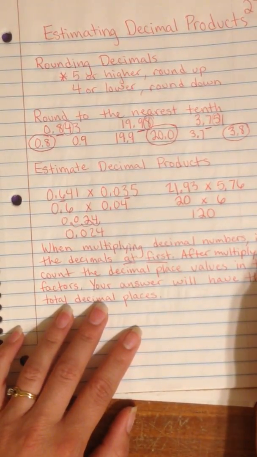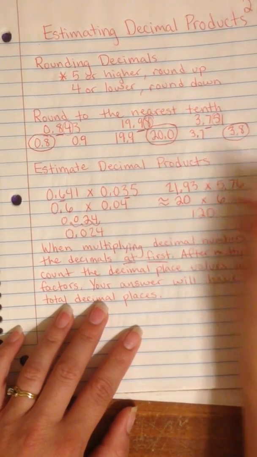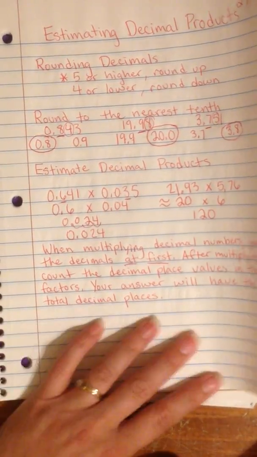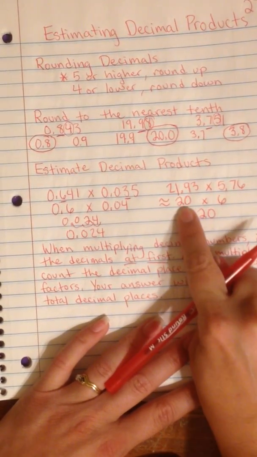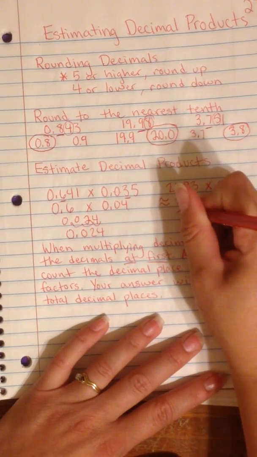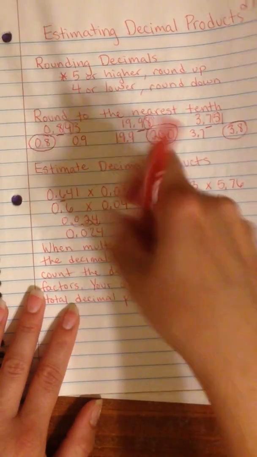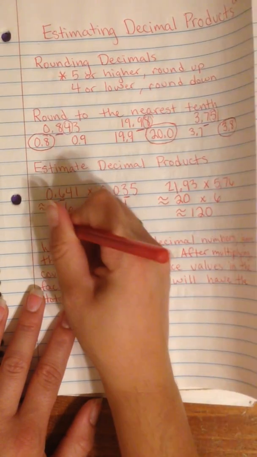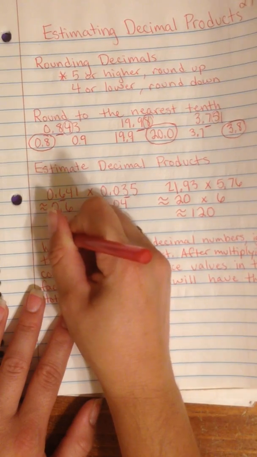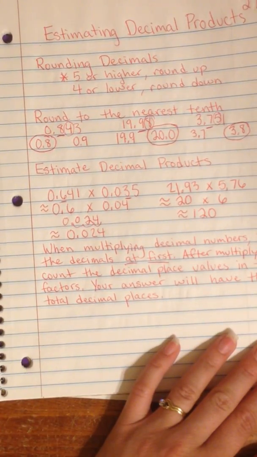Now, I want you to get familiar with something. This right here means approximately or close. Now, this does not equal this, but this is close to it. So my estimate answer is about 120. Same thing over here. This is about what we had here. And my answer is going to be about 0.024 in this example.